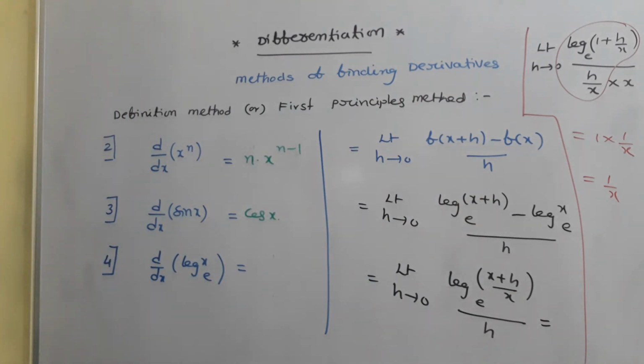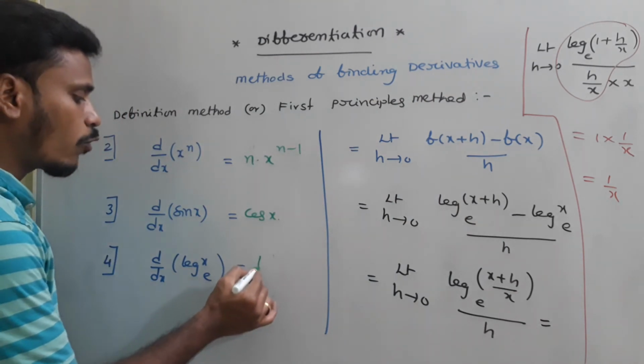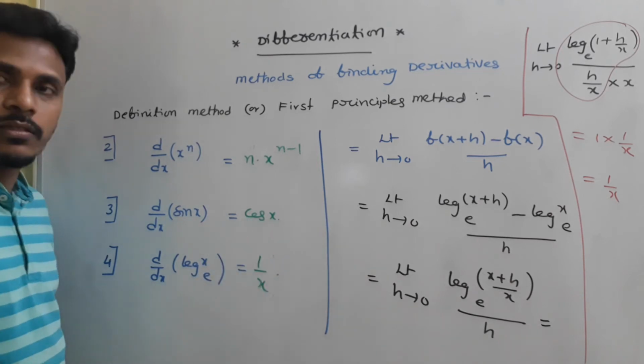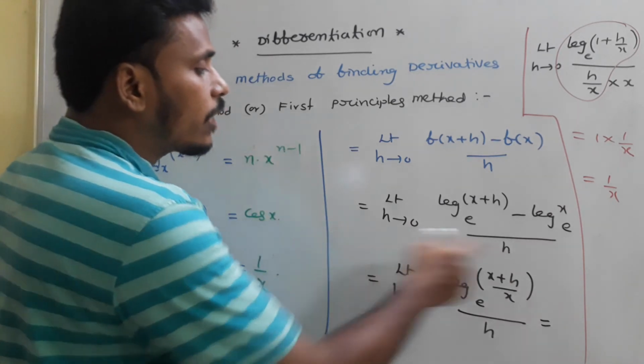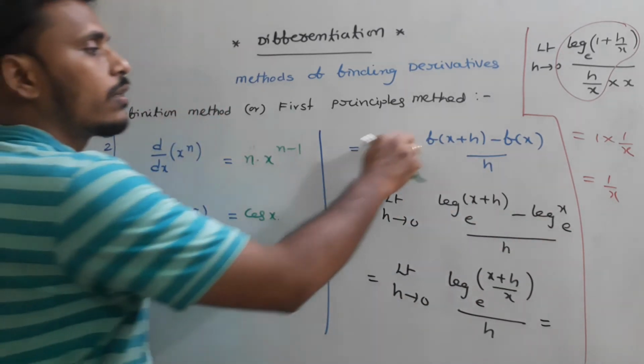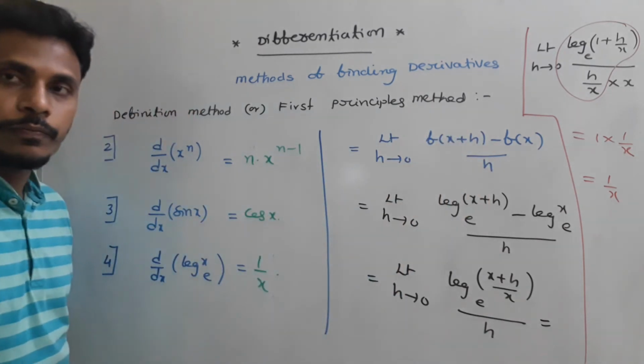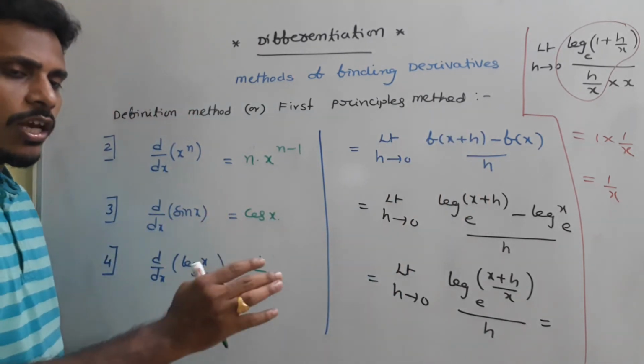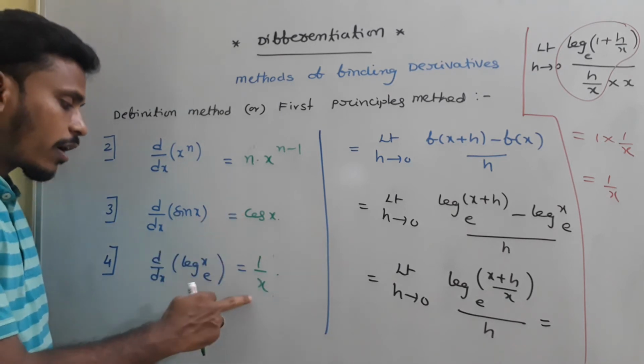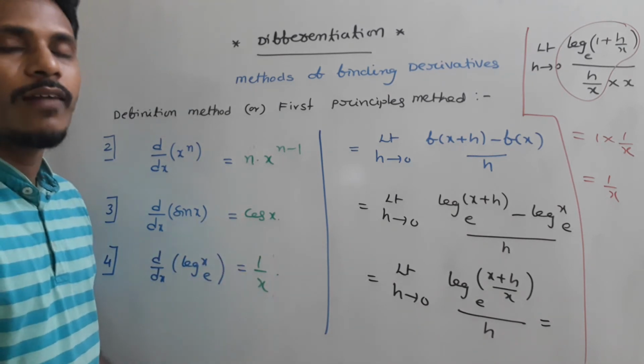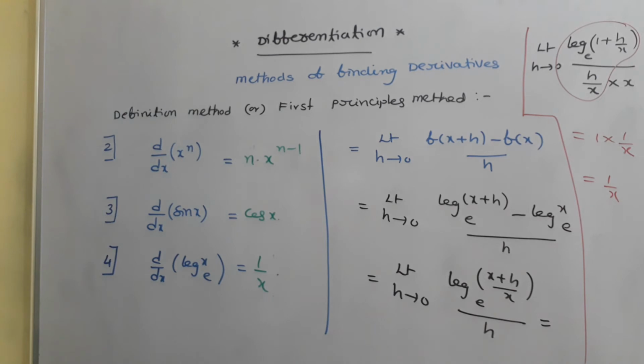So as a conclusion, we write that the derivative of log x is 1 by x. In this case we are finding the derivative directly using the definition of derivative. Otherwise, at x equals a, you can find it and then generalize it to 1 by x. We have two possibilities. Have a look.